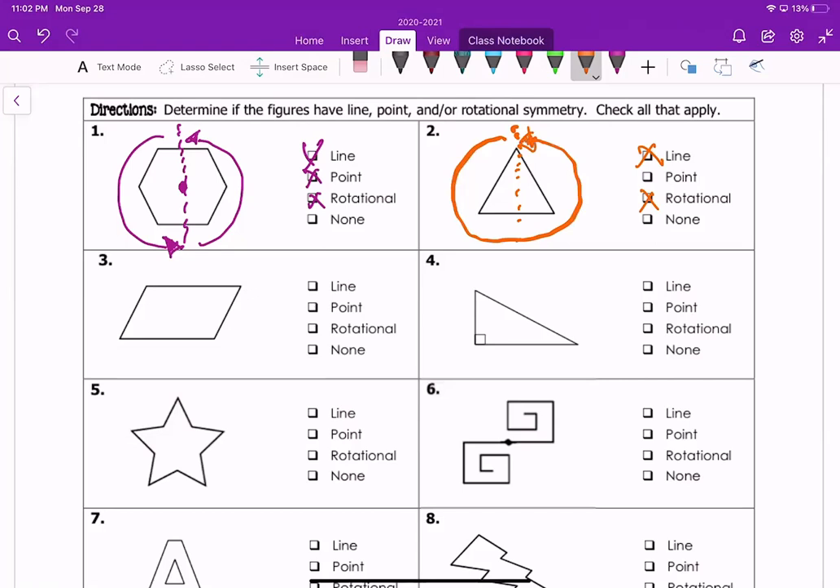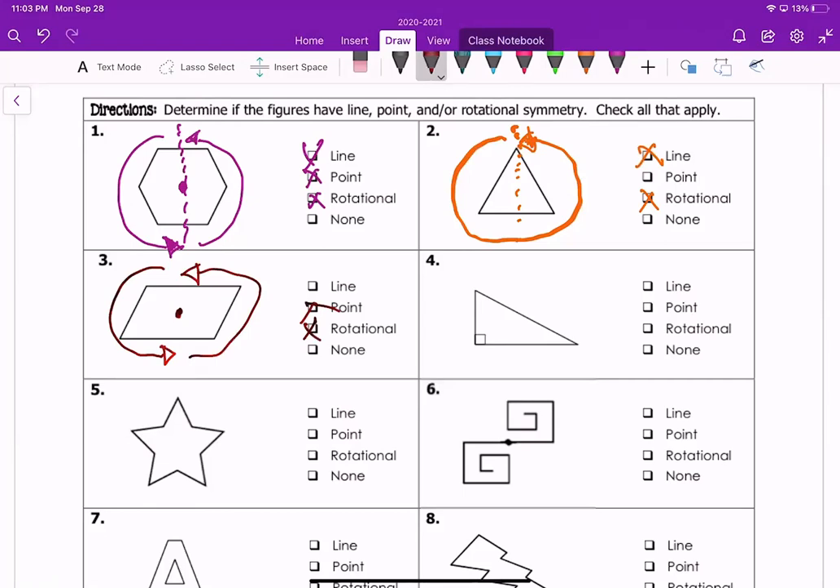And then, let's see, number 3, point and rotational. So again, it doesn't have line because if I cut it in half, it's not gonna look the same, right? My tops and bottoms don't match. So point symmetry, so 180 matches, and also 360. So that is point and rotational.